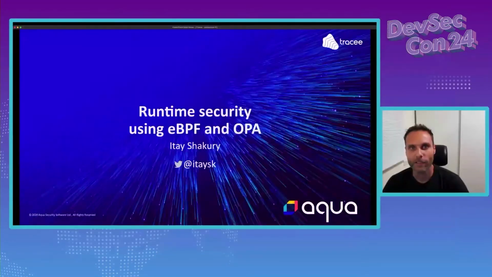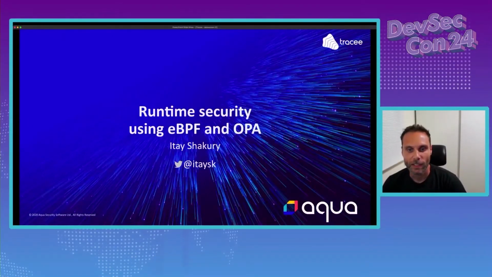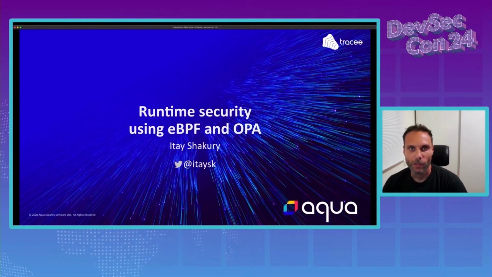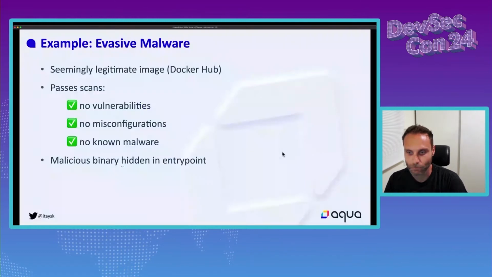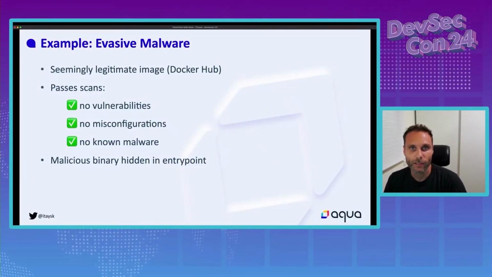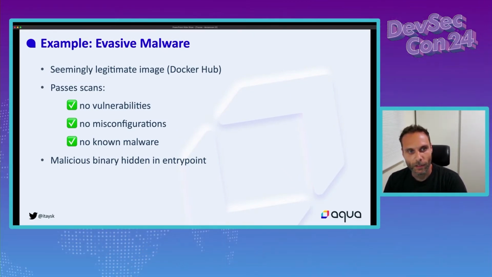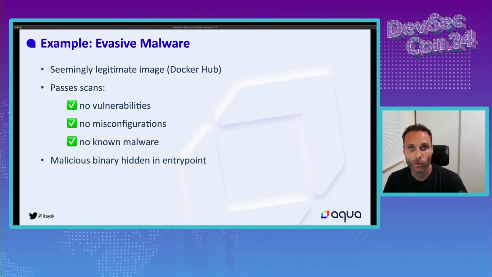And I'm here today to talk to you about runtime security using a couple of very exciting technologies, eBPF and OPA. And I want to start this talk by actually sharing an example. This is a real example that our research team at Aqua has discovered. So this is a Docker image on Docker Hub that was doing something useful.